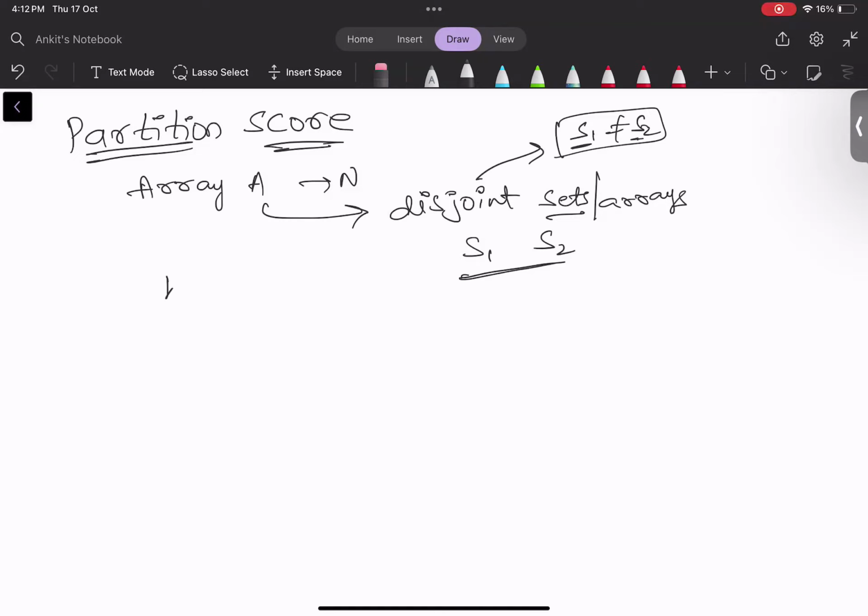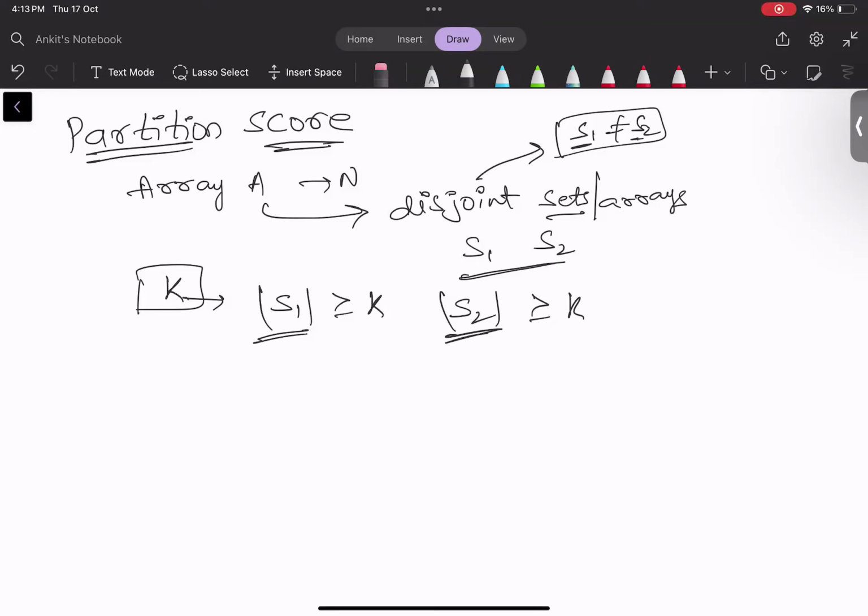Now we are also given a K element. This K says that the size of the S1 array should be greater than or equal to K. That means it should have at least K elements in S1. And in S2 also the same condition is applied, that is, S2's size should be greater than or equal to K. That means at least K elements should be present in S1 as well as S2.